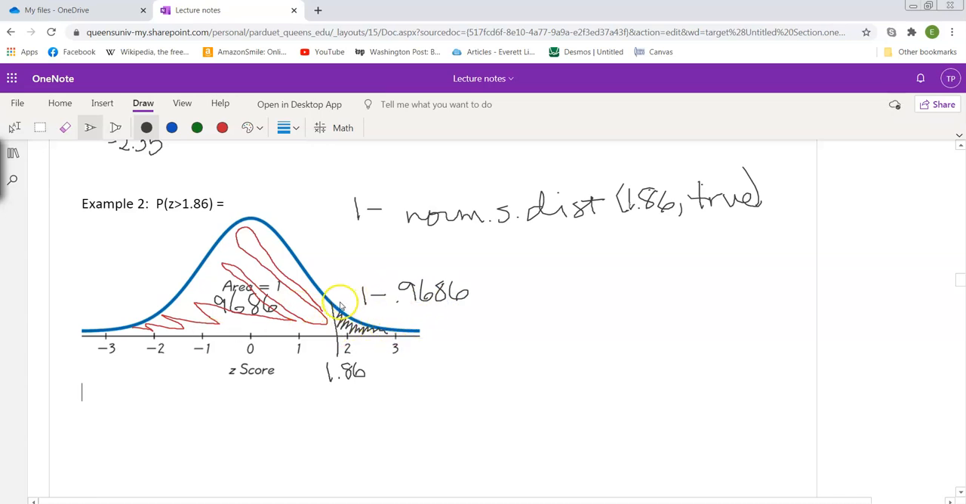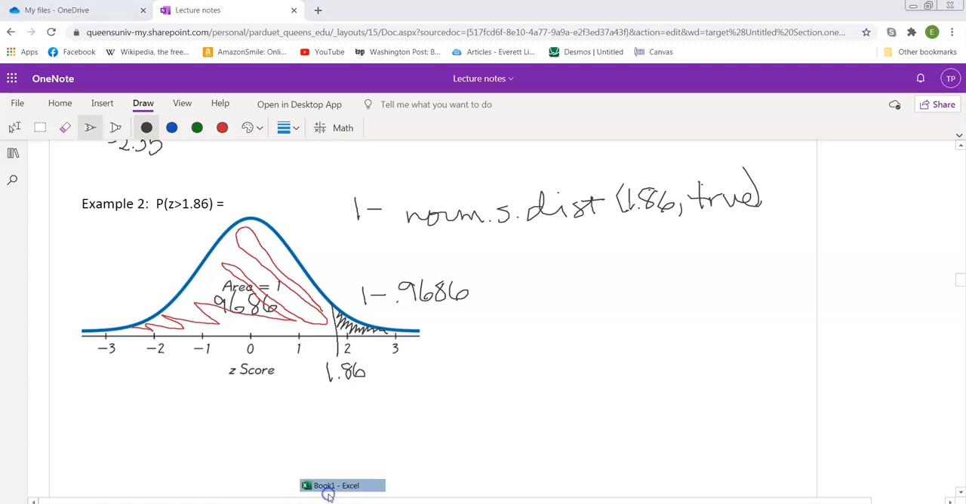And that's because it's basically the same thing as, you know, if I told you there was a 96.86% chance that it rains tomorrow and asked you the chance that it doesn't rain, you just do 100% minus 96.86%. So it's the same thing as that.